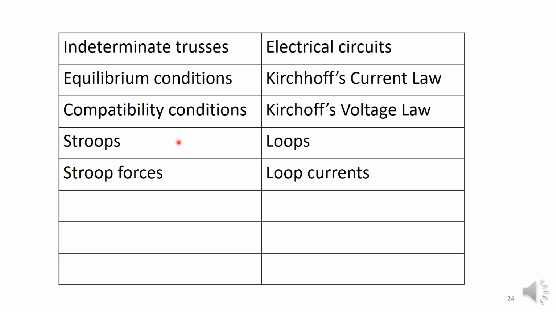In your indeterminate trusses, you have Stroops. In electrical circuits, you have loops, which determine loop currents. In our Stroops, we have corresponding to that Stroop forces. So here I am making a connection between two branches of engineering: structural analysis on one side and electrical circuit theory on the other side.